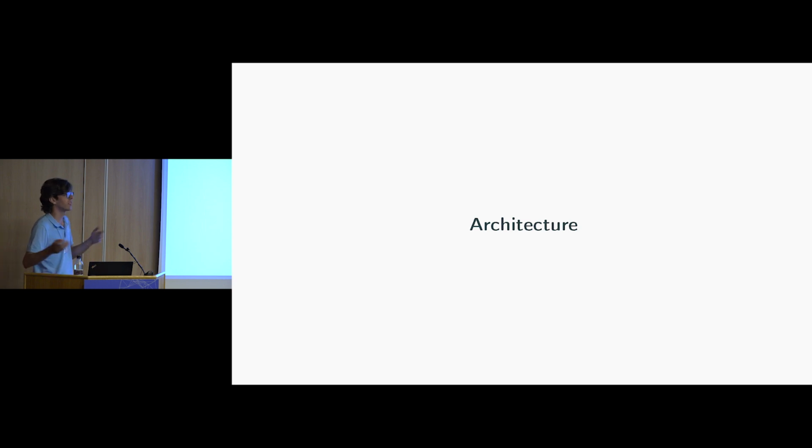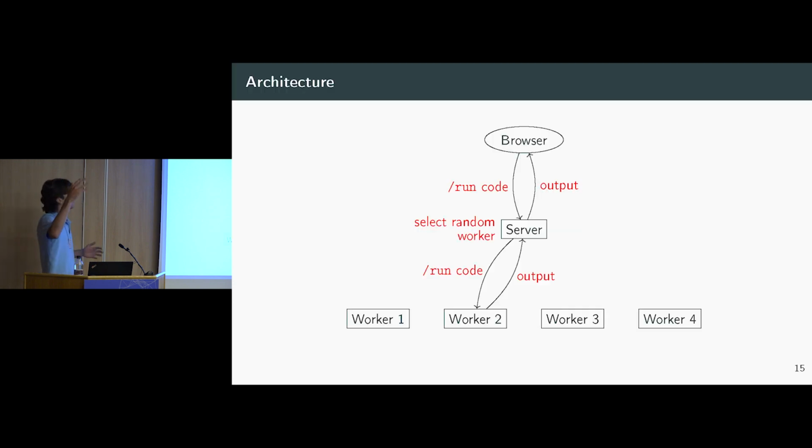Before getting to the end, let me at least fill a few more minutes talking about how this thing works. The players here are a user, indicated by the browser, the server, and a bunch of workers. The server and the workers are different machines, or at least you can imagine them to be different machines. The browser tells the server, okay, I want to run this particular code. It's a very simple API, actually. Then the server selects a random worker that still has room and tells the worker to run the code. The worker sends the output back to the browser, and then the browser displays it.